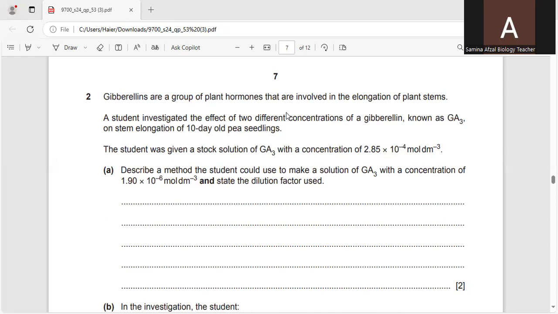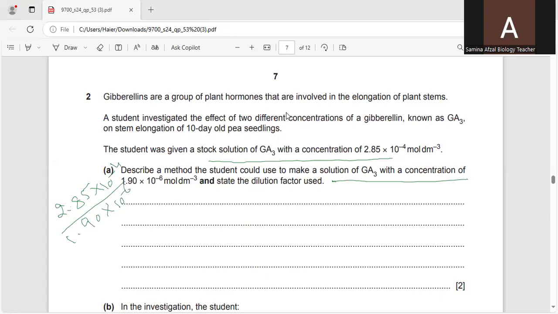So first of all, we will try to find out the dilution factor. Then we will describe the method. The formula to calculate the dilution factor is that we divide the concentration of the stock solution by the concentration of the solution which we want to make. So we will divide 2.85 × 10^-4 by 1.90 × 10^-6.